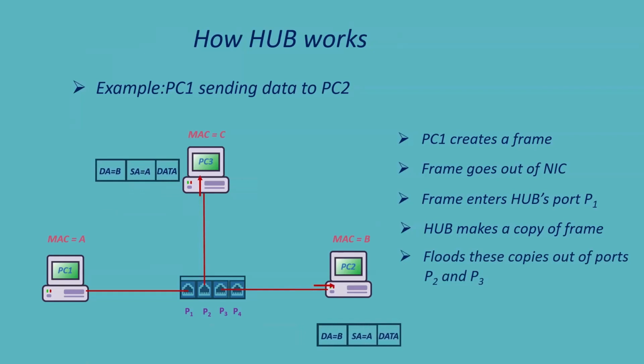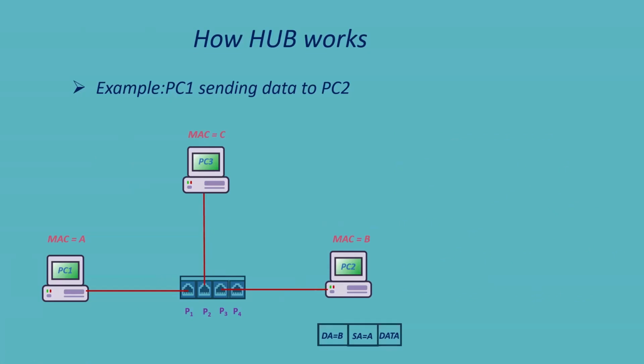Now, what is the result of the hub doing this? Let us go over this. As you can see, a copy of the frame has arrived at PC3 and a copy of the same frame has arrived at PC2. Now let's see one at a time how PC2 will react to it and how PC3 will react to it. How will they deal with the frame that they have received? Let us look at PC2 first.